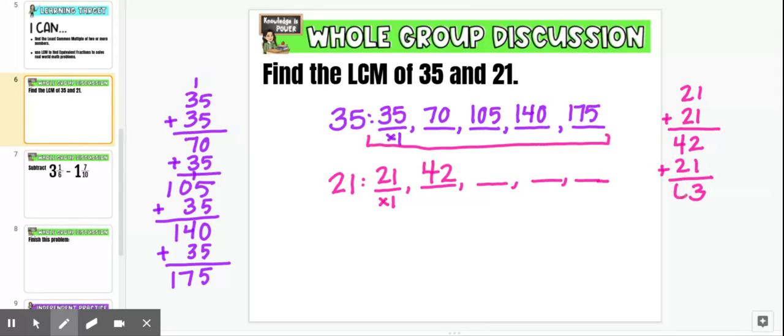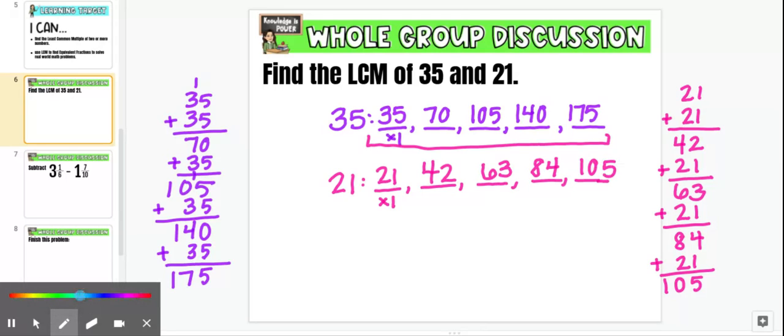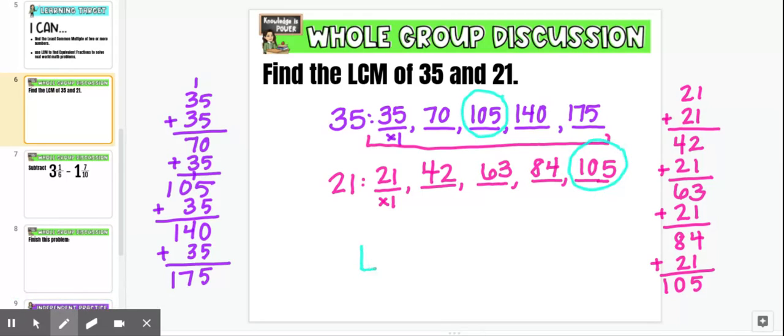So 63. We don't have a 63 in the multiples of 35, so I'm going to keep adding. You get 84. I'm going to check again. We go 70, then straight to 105. So nope, 84 is not a common multiple. And last but not least, let's try this one and then see if we get it. If we don't, we'll just keep adding multiples of both. But we didn't have to, and I kind of gave that away because 105 is in both lists. So the least common multiple of 35 and 21 is 105.